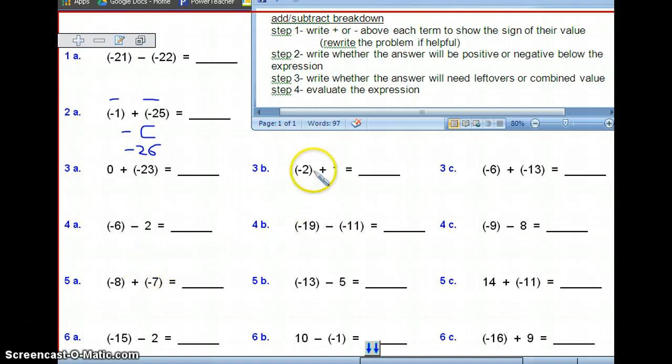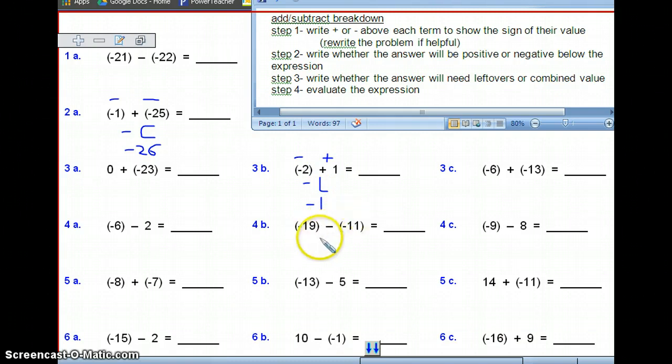Let me see if I can find one. Here's one that is a negative. The 2 is a negative. The 1 is a positive. Okay, when I work with a negative and a positive, the sign will be the stronger one, so 2 is stronger than 1, so my sign will be negative, and they will be working against each other, so in this case I'll be looking for leftovers. So my answer will be a negative, and the difference between 2 and 1, so 2 minus 1, is 1.